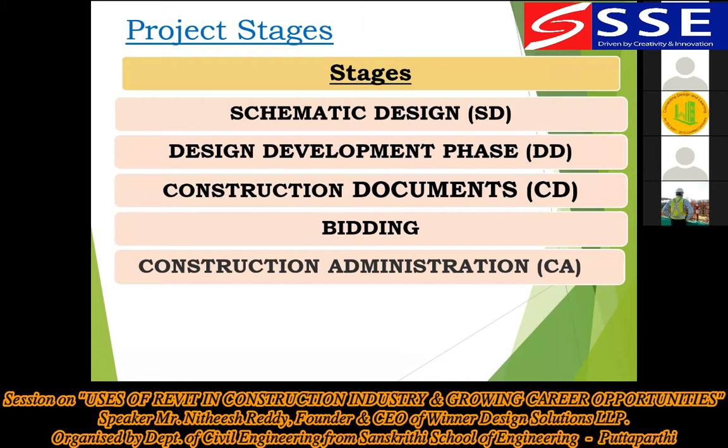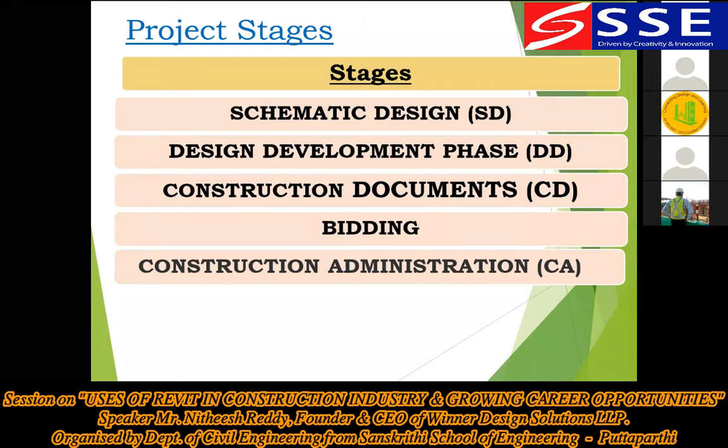So how does the project start? Schematic design. Schematic design is nothing but the drawings, like 2D drawings. The design development phase starts with the complete 3D drawings. Construction drawing is the complete 2D and 3D drawings with dimension details. And next it will go for bidding, and the construction administration will be involved in the stages of the project.